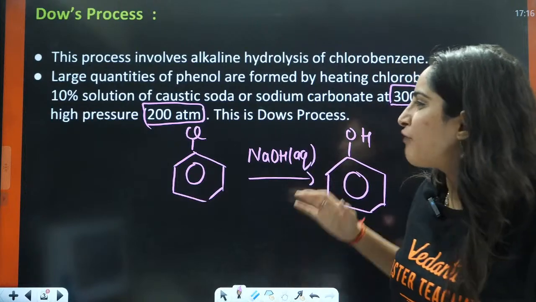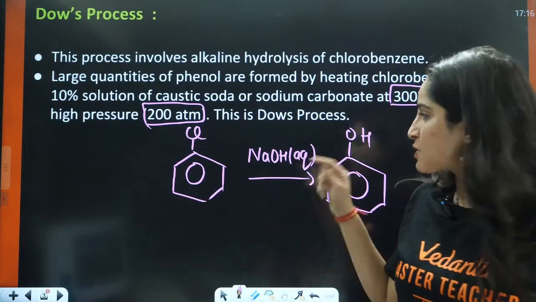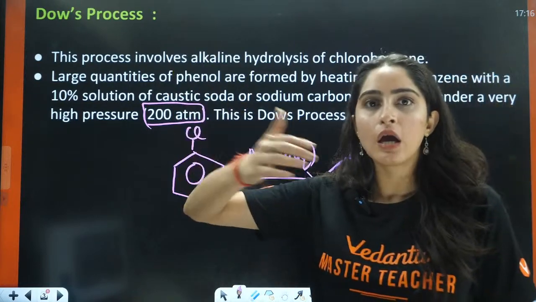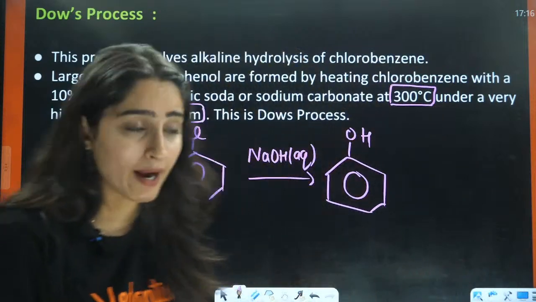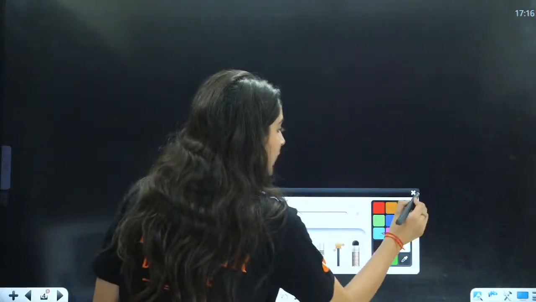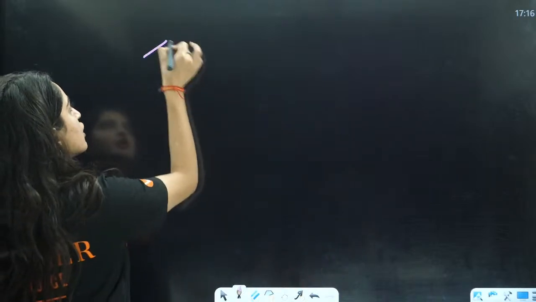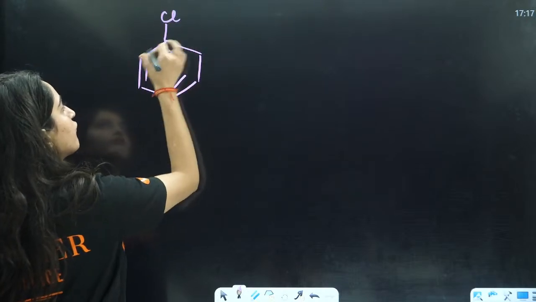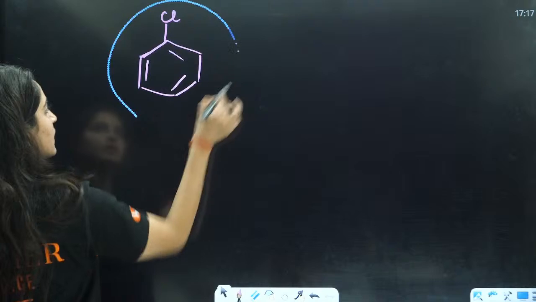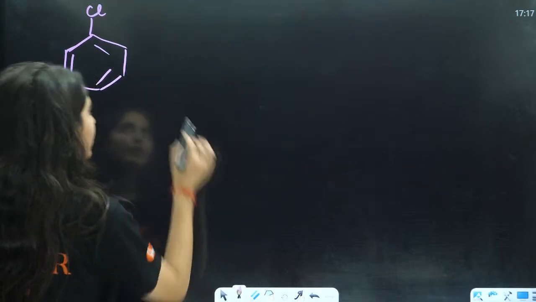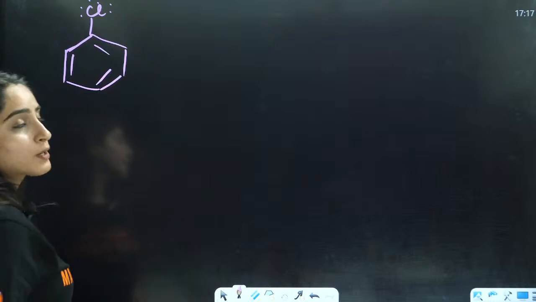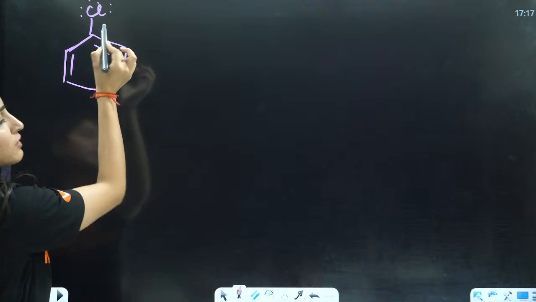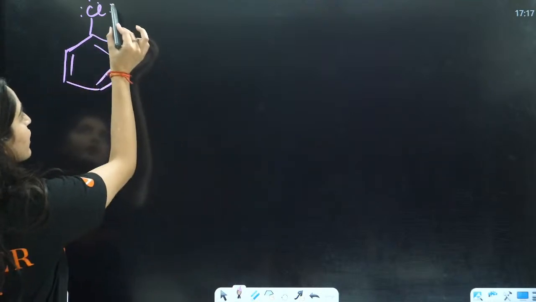Now, why can this reaction not occur just by adding aqueous NaOH? Why do we have to apply high pressure and high temperature? What is the reason behind that? Tell me one thing: when I talk about Cl attached to the ring, we know that chlorine has lone pairs of electrons. Because of this, it is going to donate electrons to the ring, so it is going to show a plus M effect.